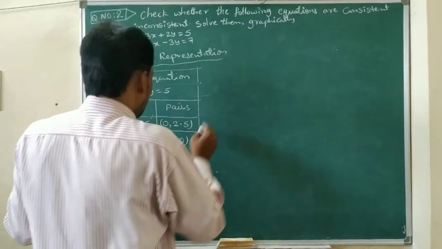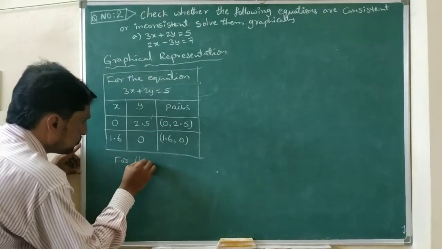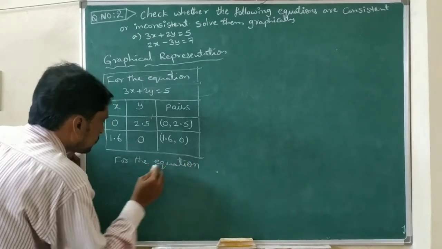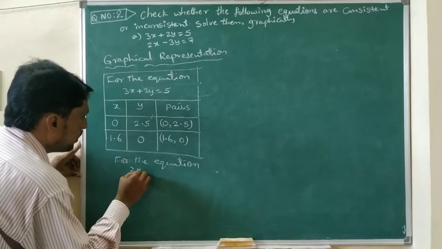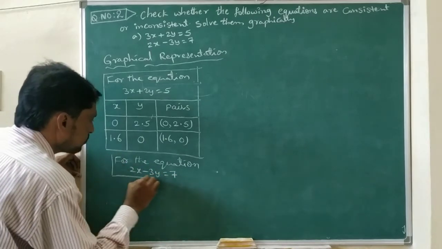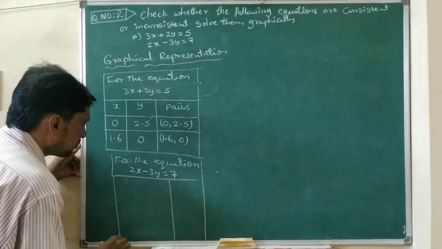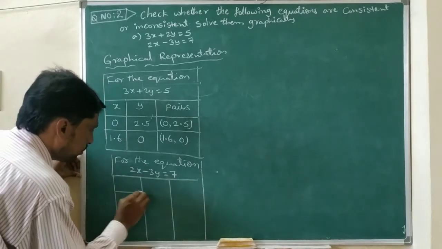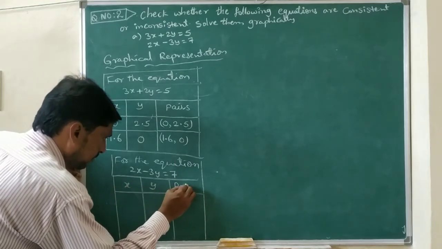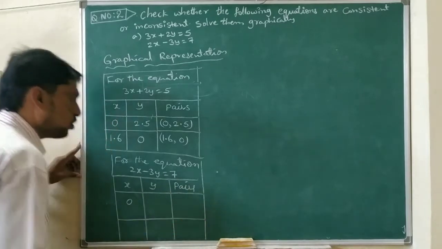So here I am taking down the equation 2x minus 3y equal to 7. So here also we need to take x values, y values and pairs. So first x value I am taking as 0.